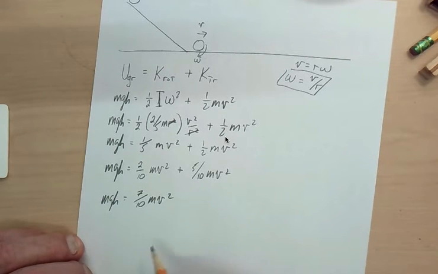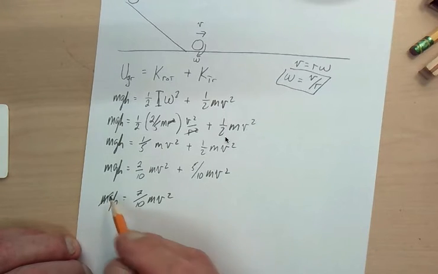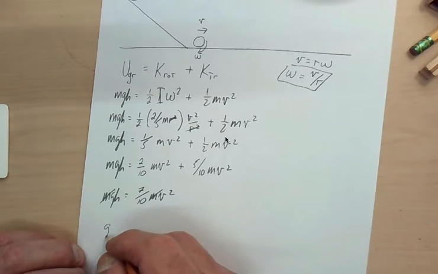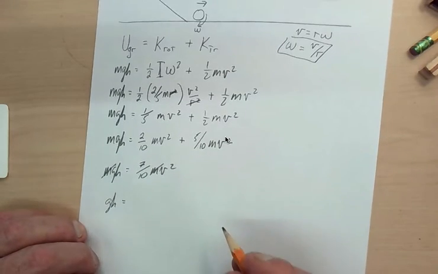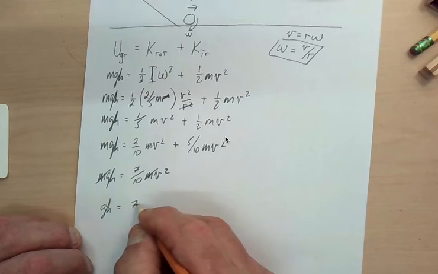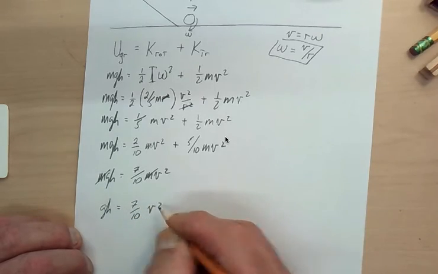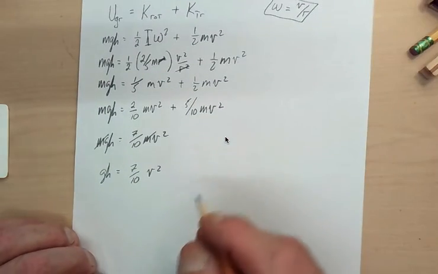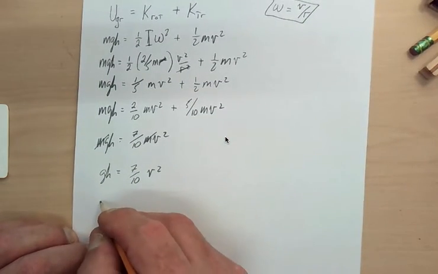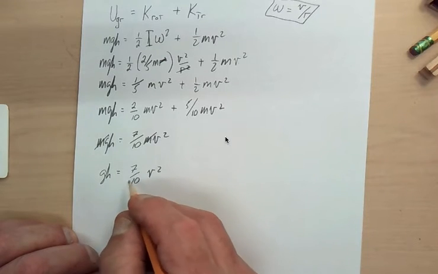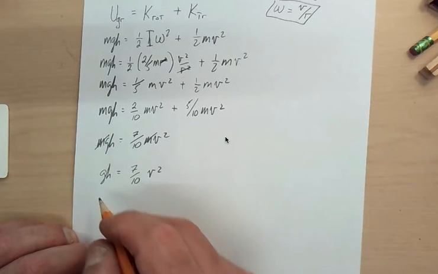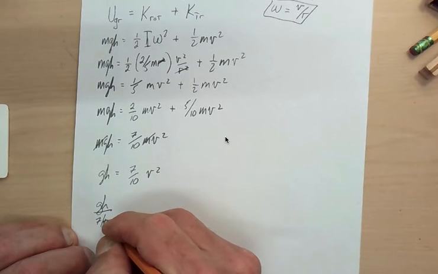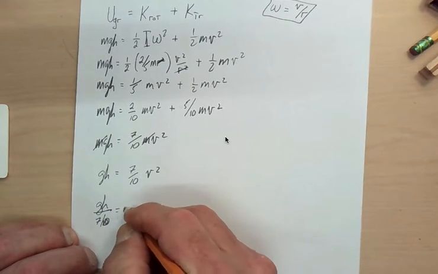Let's just divide everything by m right now, right? That m goes out, that m goes out. And so I have g times h is 7/10 v squared. So let's multiply by the reciprocal. We could say gh over 7/10 is v squared.